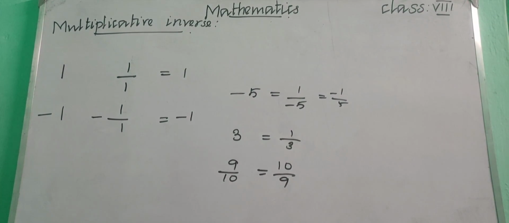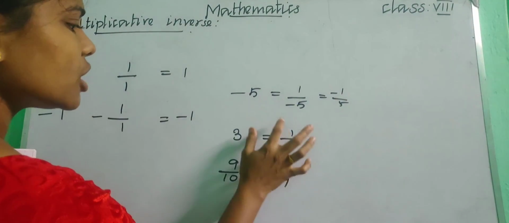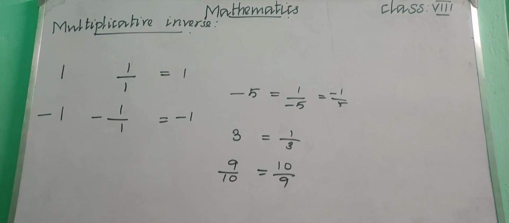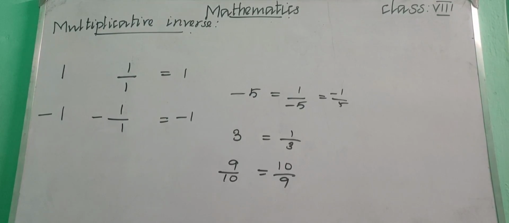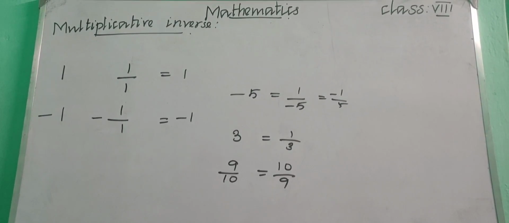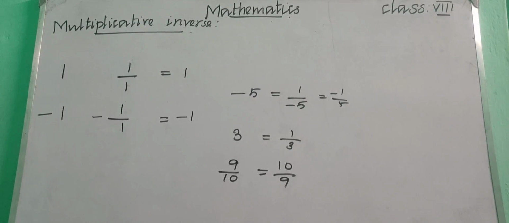Okay children, reciprocal. In Tamil we will call it as Talaikiri. Okay children, simply 3, we write it upside down, 1 upon 3. That is the thing we are learning about multiplicative inverse. Okay, so this multiplicative inverse will be used in division. While doing division of fractions, division of rational numbers, we will use this multiplicative inverse or reciprocal.